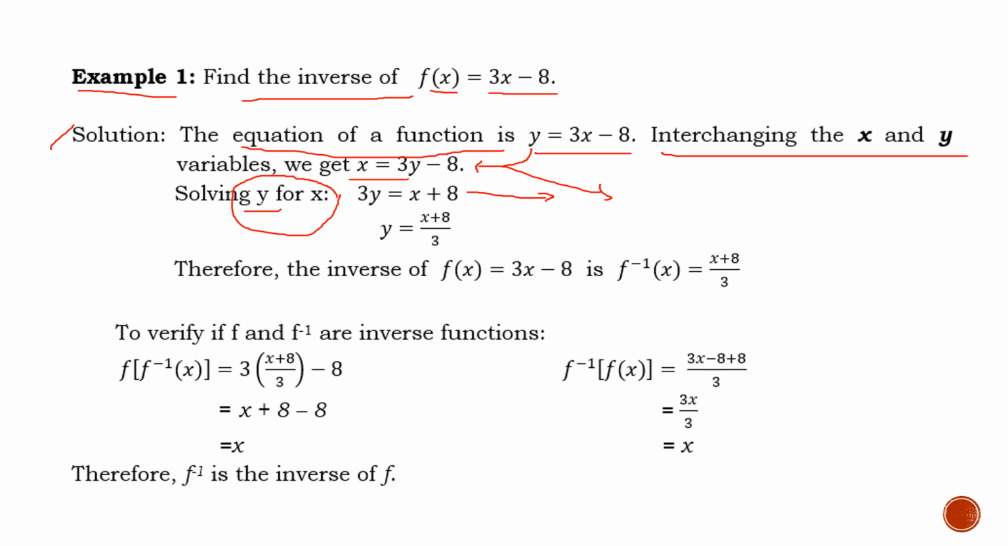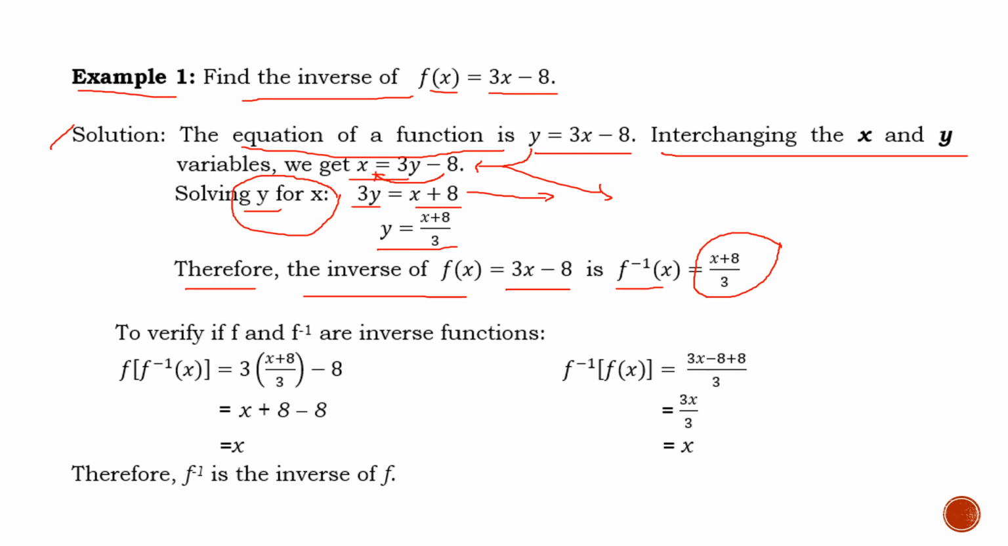We transpose the negative 8 to the other side of the equation, so it becomes positive. That's why it's x plus 8 equal to 3y. So we divide both sides by 3 to cancel out the 3 on the left side of the equation. Then your y now is equal to x plus 8 over 3. So therefore, the inverse of f of x equal to 3x minus 8 is f raised to negative 1 of x equal to x plus 8 over 3.